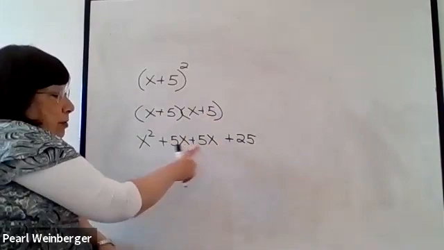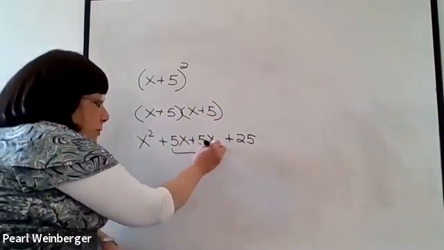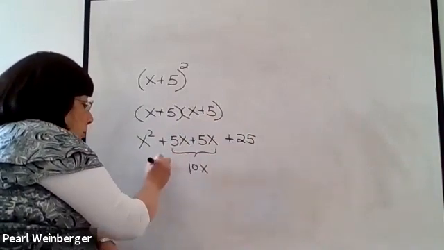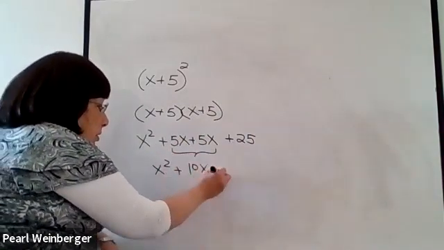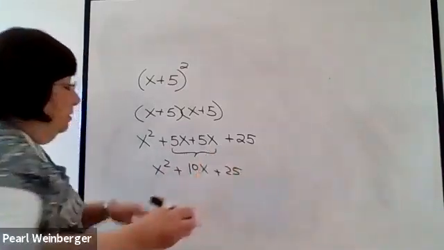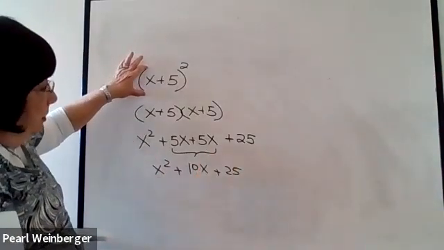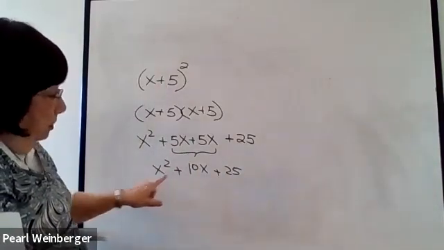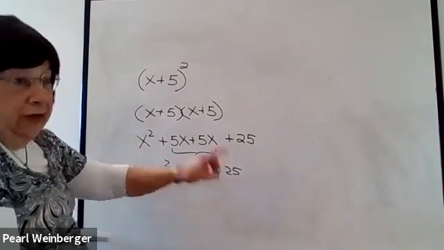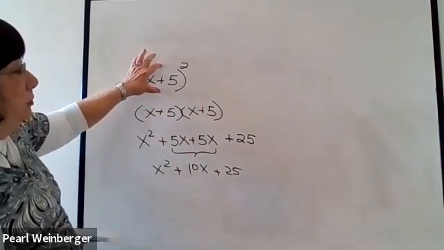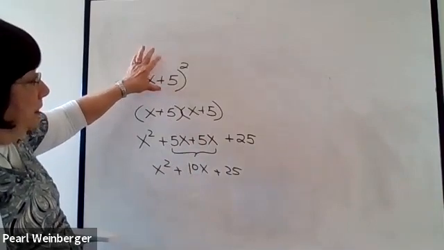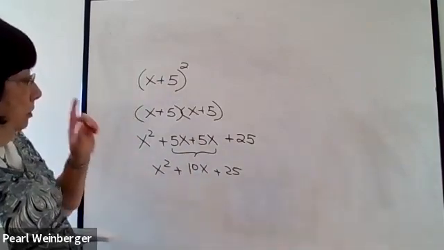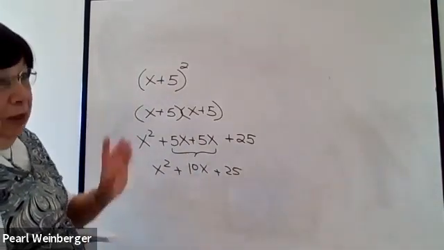And of course, the outer and the inner are like terms. They could be combined. 5x and 5x is 10x. So that your answer to this whole binomial squared, x plus 5 squared, is x squared plus 10x plus 25. When you have a binomial that you're squaring, when you're multiplying a binomial by itself, you're going to end up with a trinomial. I'm going to show you a pattern.